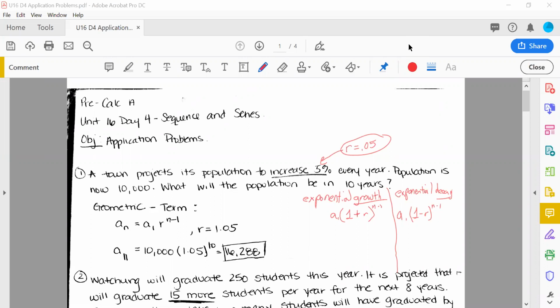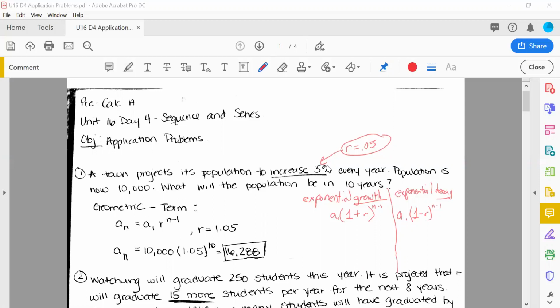doing day four right now. All right, application problems. Let's just get to it. A town projects its population to increase by 5% every year. The population is now 10,000. What will the population be in 10 years?